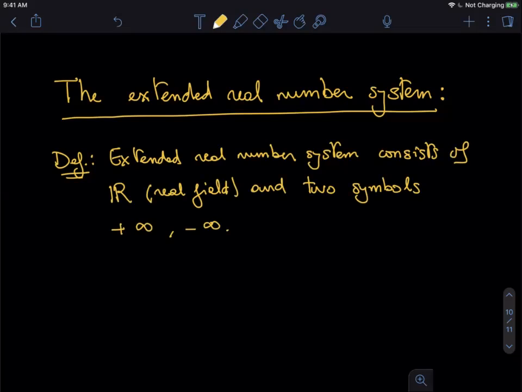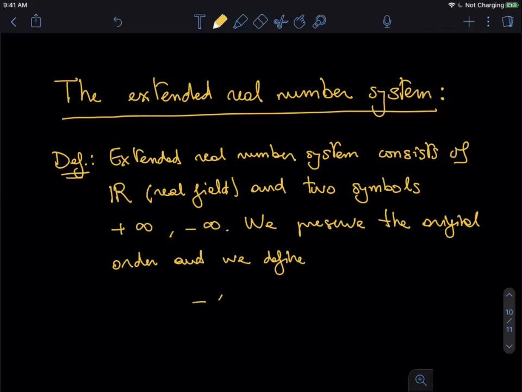Okay. Here we preserve the original order, and we define, so here we already have the order we had before. The only question is, with the two new symbols, what do we do? So we define that any real number is in between negative infinity and infinity. Okay, this is for all real numbers.